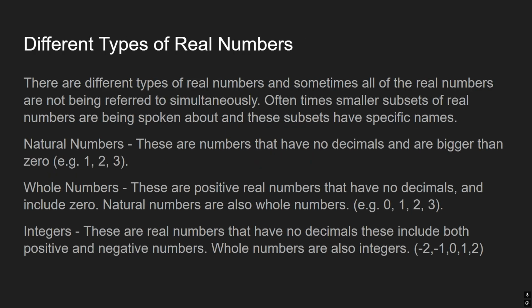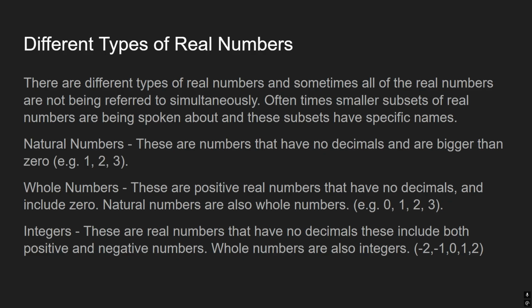There are different types of real numbers, and sometimes all of the real numbers are not talked about at once. Sometimes only special, smaller sets of them are talked about. These sets have special names. Namely, they are natural numbers. These are numbers that have no decimals and are bigger than 0. Think 1, 2, 3. Whole numbers, which are positive real numbers that have no decimals and include 0. Natural numbers are also considered to be whole numbers. Think 0, 1, 2, 3.